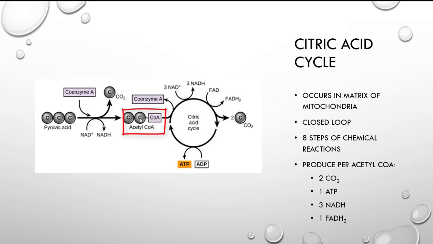So this 2-carbon acetyl-CoA is going to enter the citric acid cycle. And as it's entering the citric acid cycle, the coenzyme A will break off and get reused. So that's just going to go back over here and attach to another pyruvate. So we're only entering the citric acid cycle with this 2-carbon chain. That 2-carbon chain will actually get added to a 4-carbon chain that's already in here, to form the 6-carbon chain.